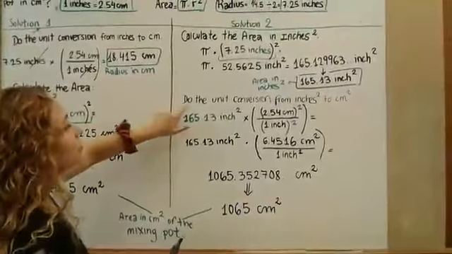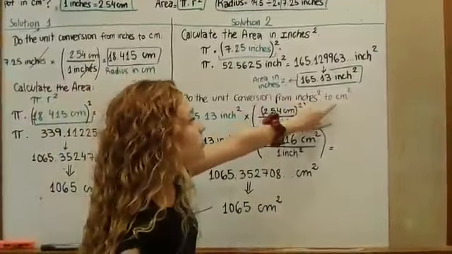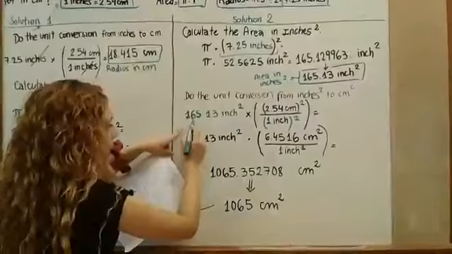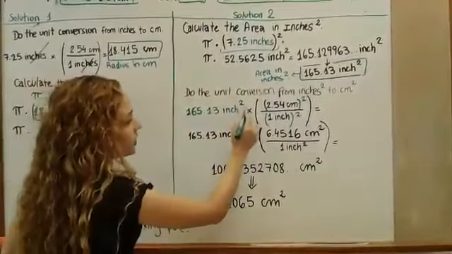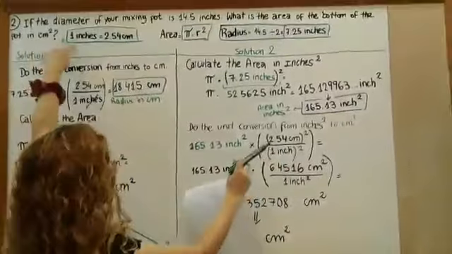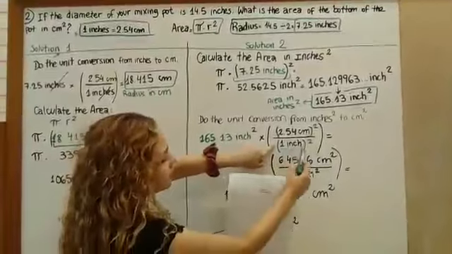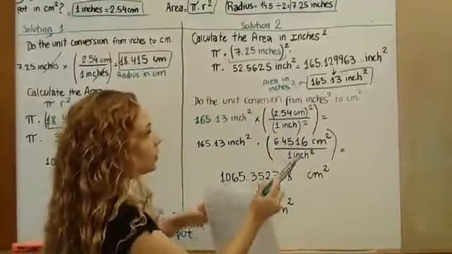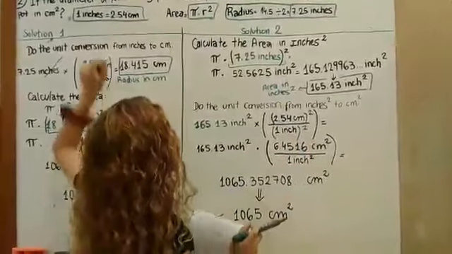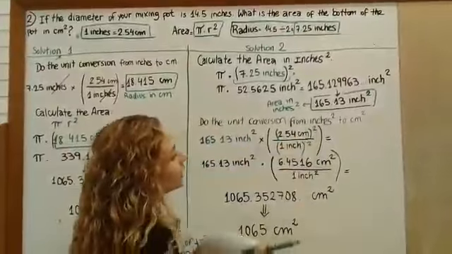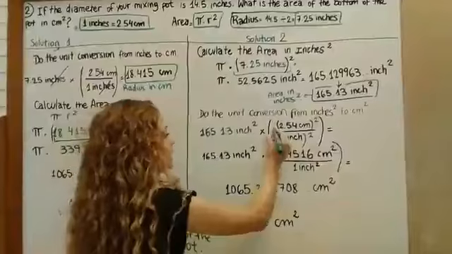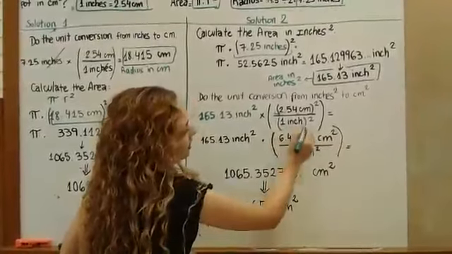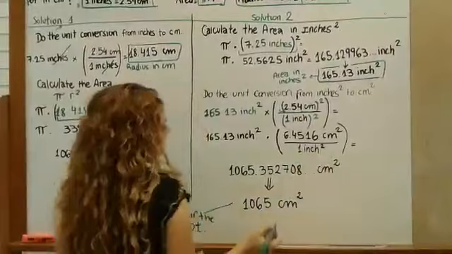And in step 2, we need to do the unit conversion from inches squared to square centimeters. So now we will use the area in inches squared, that is 165.13 inches squared, multiplied by, now we will use the information here, 1 inch in the denominator, and 2.54 centimeters in the numerator, and both will be squared because we need to find the area in centimeters squared. So now we need to square these numbers. The answer for this part will be 6.4516 centimeters squared, and the 1 inch squared will be the same.